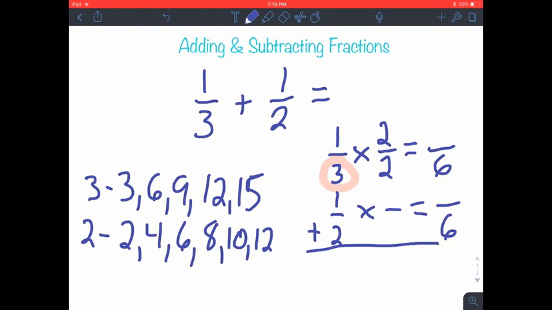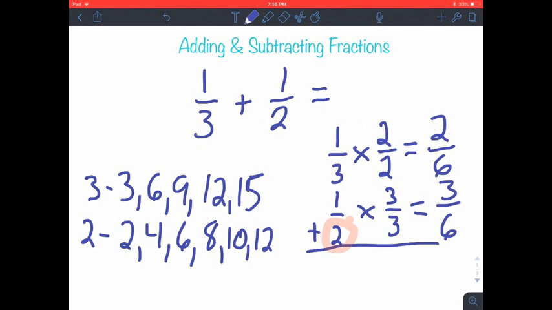Then I'm going to think, what number times 2 is going to give me 6? And that would be 3. Okay, so I write 3's. After that, I just multiply across. 1 times 2 is 2. 1 times 3 is 3.